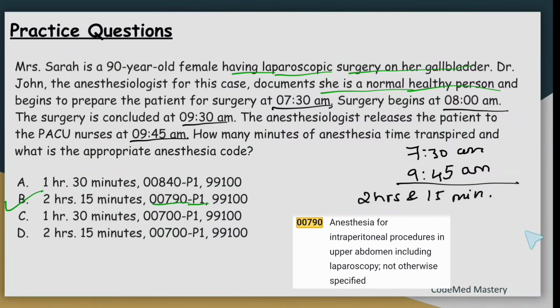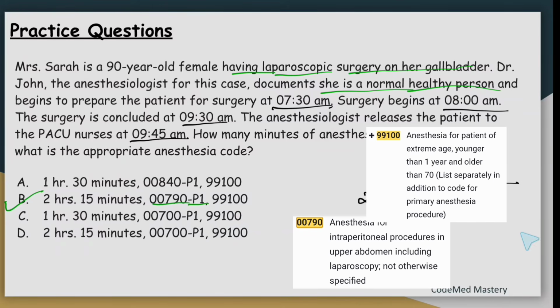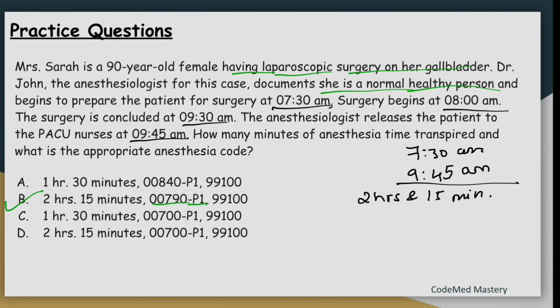So modifier P1, and you can see the code 99100. As we discussed, it is the qualifying circumstances code that is for anesthesia for patient of extreme age. So here the patient is 90 years old, that is older than 70. So we have to use 99100. So option B is the right answer.